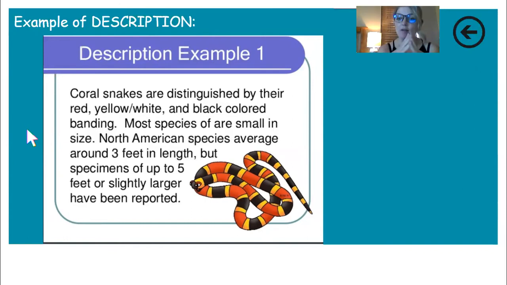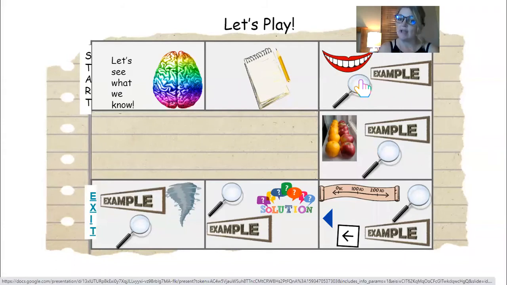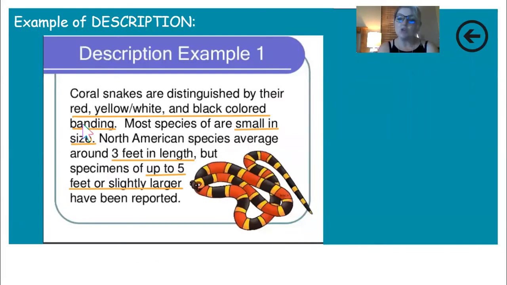It's going to start out by letting you know what it's talking about, and then it's going to have descriptive words, and it's going to describe something. In this case, coral snakes, right? Lots of description. So if we look at this little magnifying glass here, we're going to have some clues as to how we know this is a description piece. Okay? These are our clues.